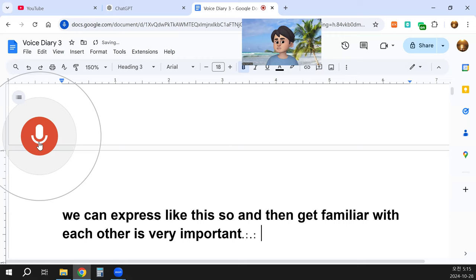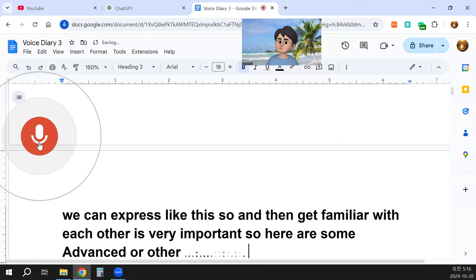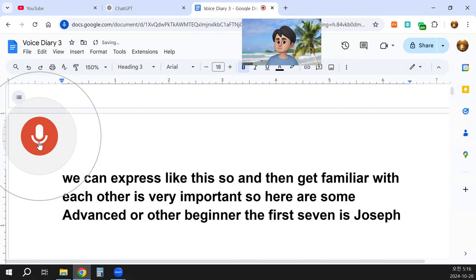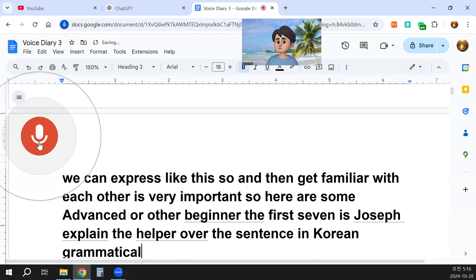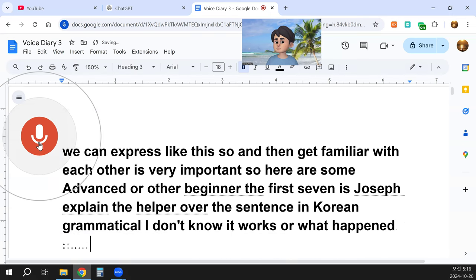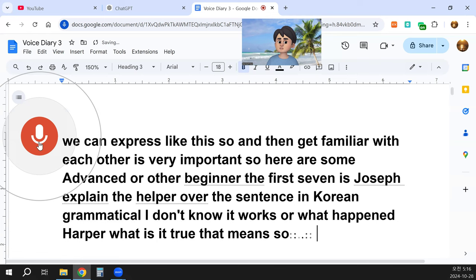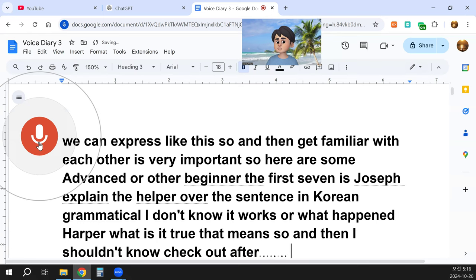Here are some advanced ones, or as a beginner, the first step with josa. Then explain the helper of the sentence in Korean grammatically. I don't know if it works or not. Helper, what does josa mean? I should check out after this, and then I can make some better references with this.